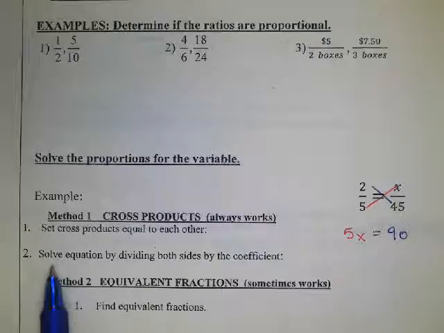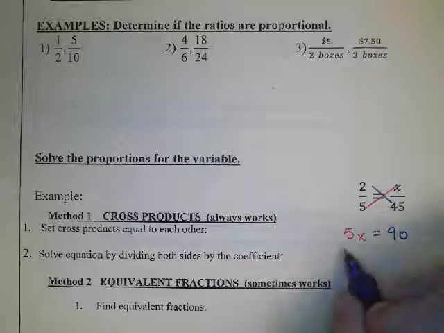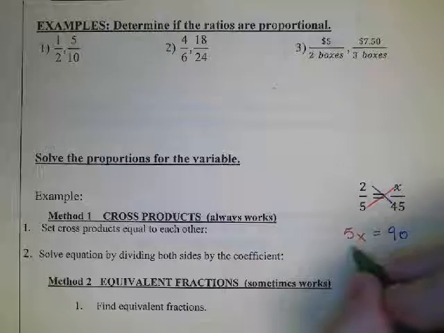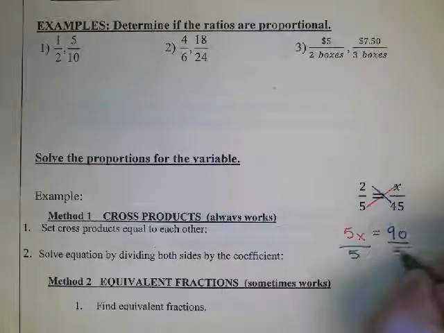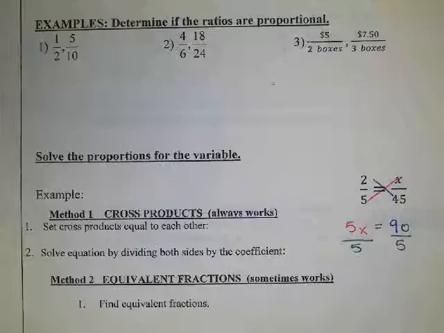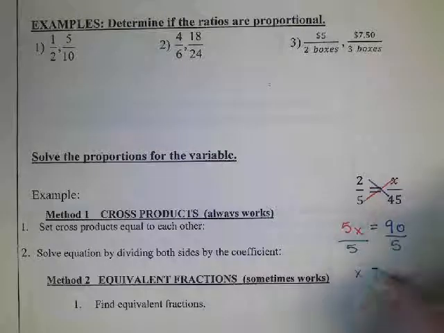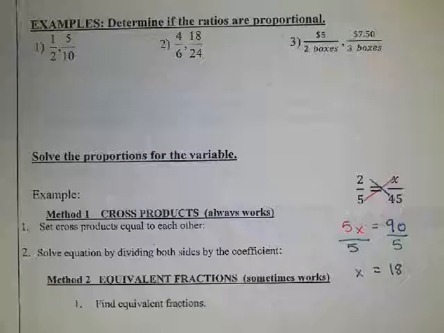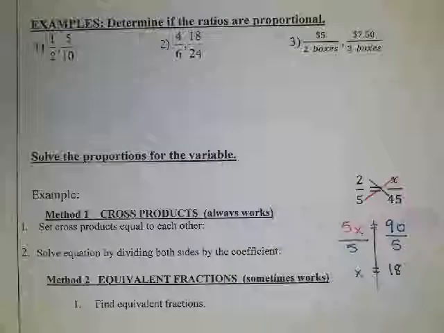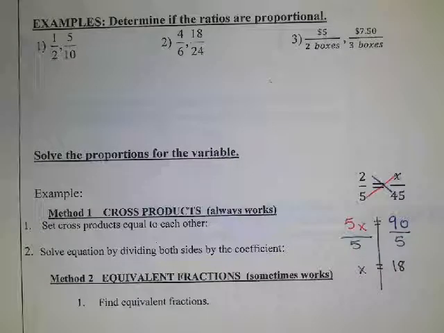Now step 2 says solve equations by dividing both sides by the coefficient. So we'll divide both sides by 5, and we get x equals 18. That's it. So we do the cross product, and then we divide both sides by the coefficient.